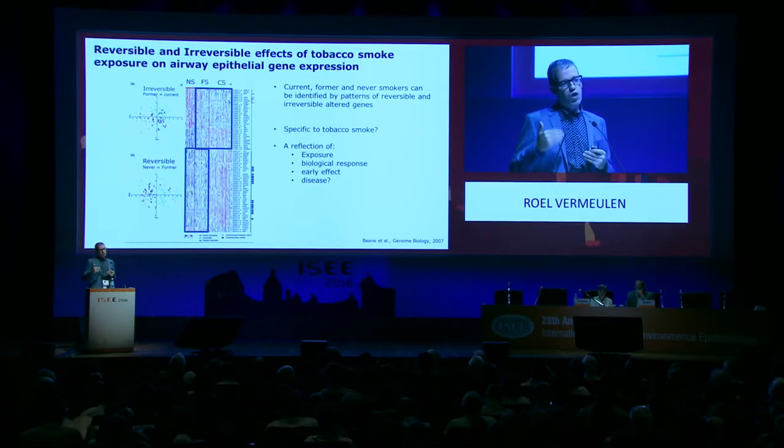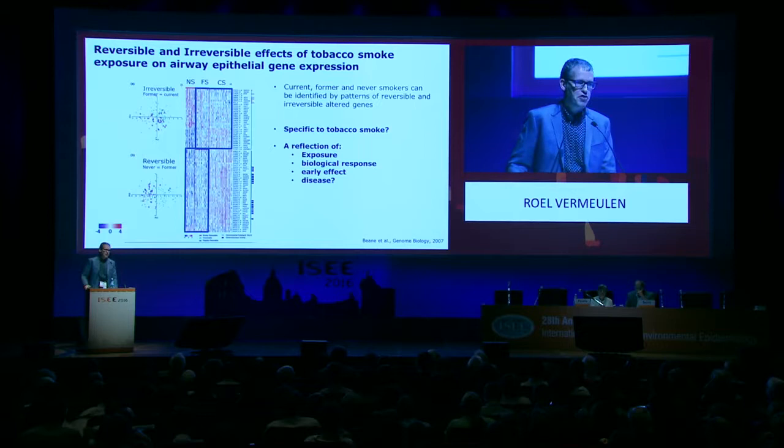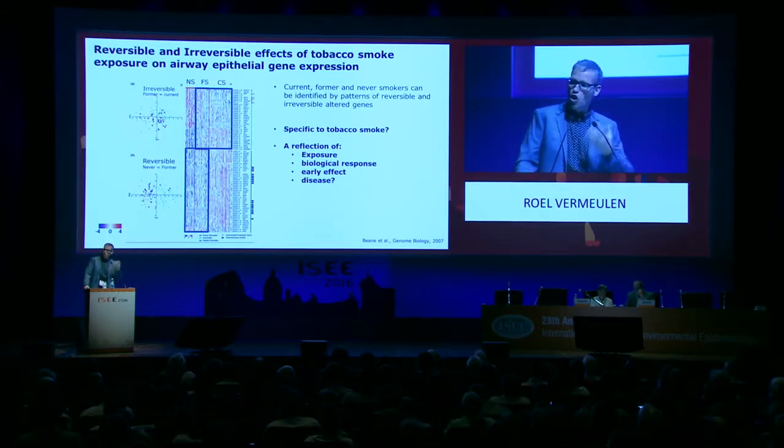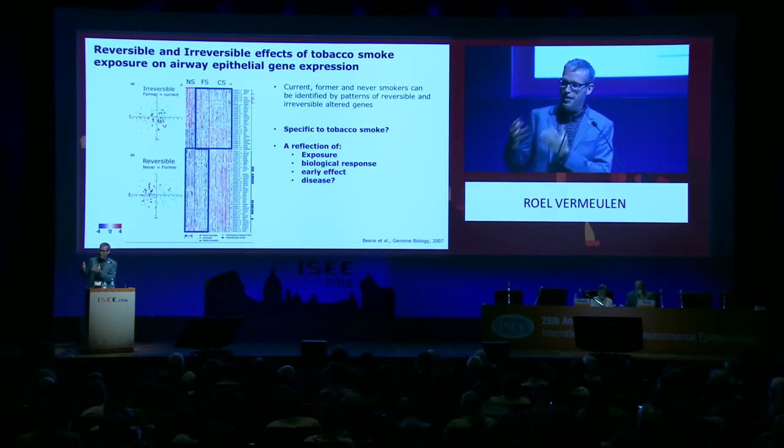So what we can then ask is, it's interesting that we have these histories and we see things changing, and some of these changes may be long-lasting. Even if the exposure has gone away, we may still be able to detect that difference that has occurred in the past. Well, are these specific to tobacco smoke? Are we looking at a reflection of exposure? Is this a biological response? Is this an early effect, or is this a disease manifestation? I'm going to go into the next set of slides to try to tease out the answer to these questions.